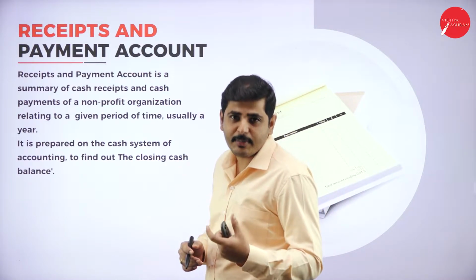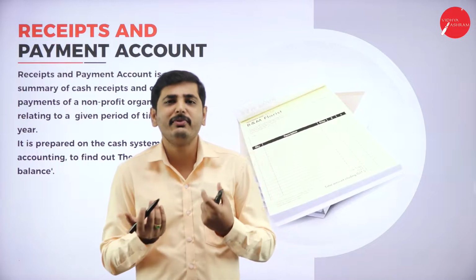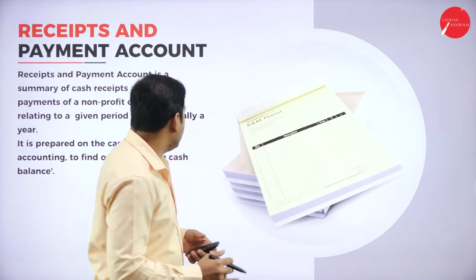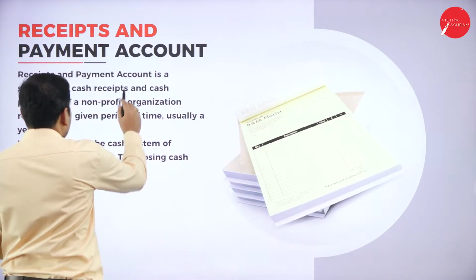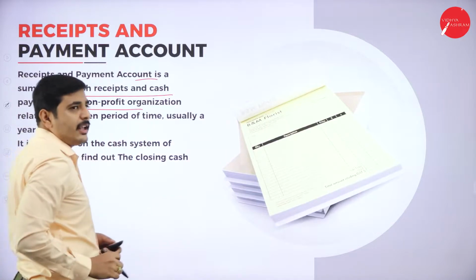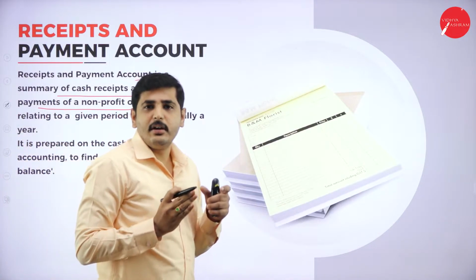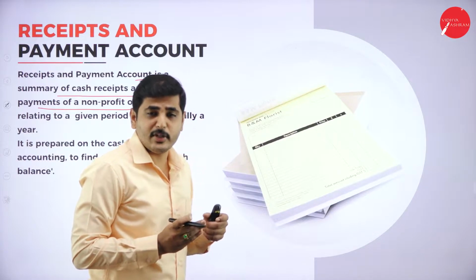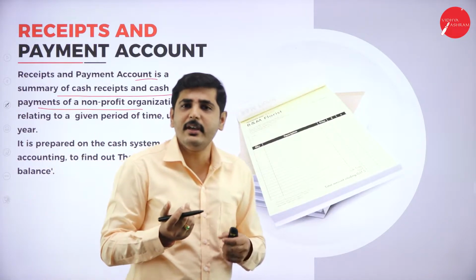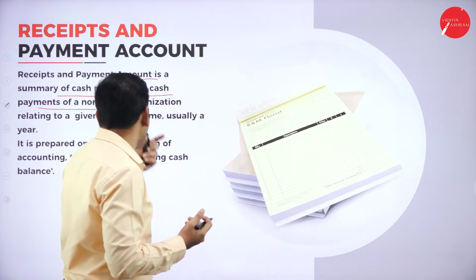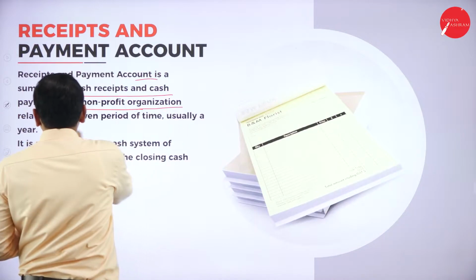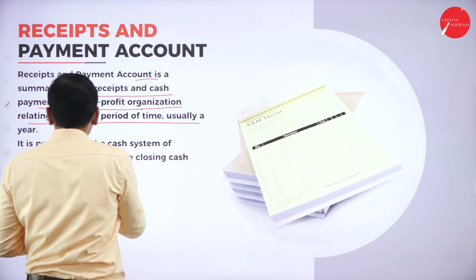What do you mean by receipts and payment? Receipts means whatever the amount we received, and payment means whatever the amount we paid to the third party. Receipts and payment account is a summary of cash receipts and cash payments of a non-trading concern. So purely cash receipts and cash payments, whatever the amount we paid in cash and whatever the amount we received in cash, all should go to receipts and payment account. And it relates to a given period of time, usually a year.